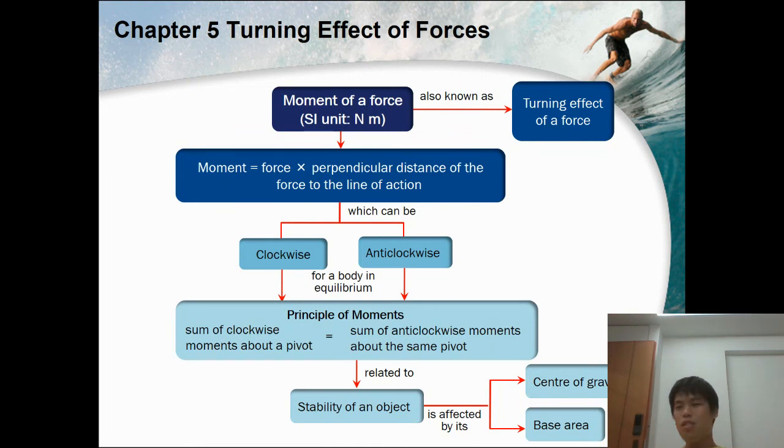So that's all about the turning effect of forces, basically how things turn. We talked about moments, clockwise, anti-clockwise. We balance it off using the principle of equilibrium, the principle of moments. And we talked about stability and center of gravity. So basically, this is the topic of chapter 5. Easier? All right, let's do some practice then.